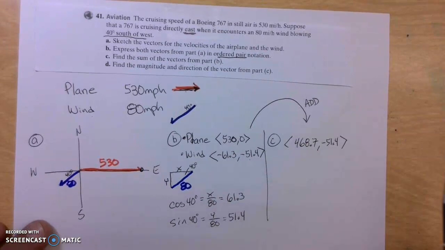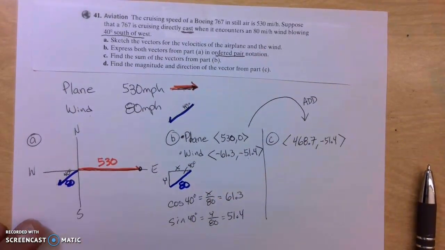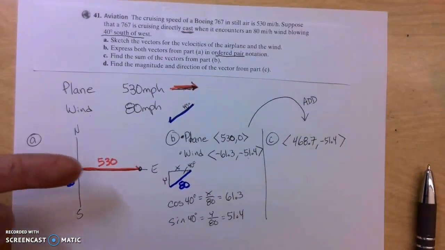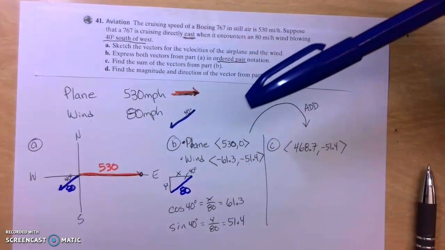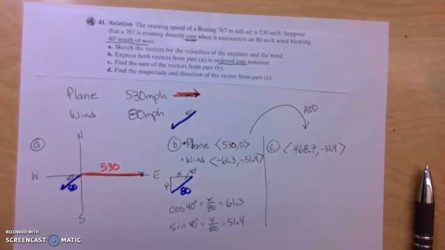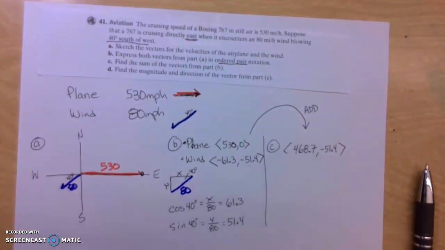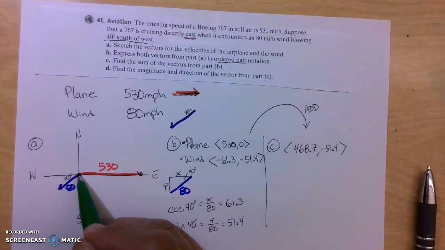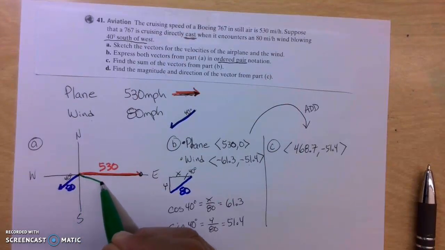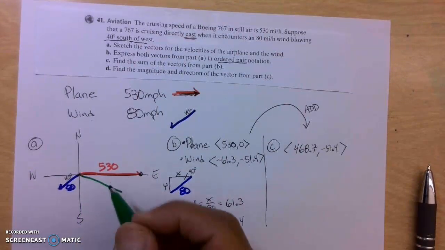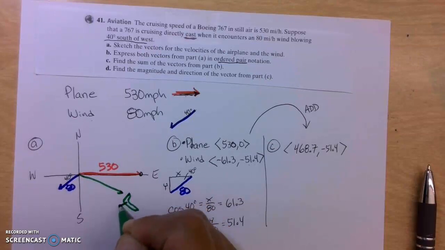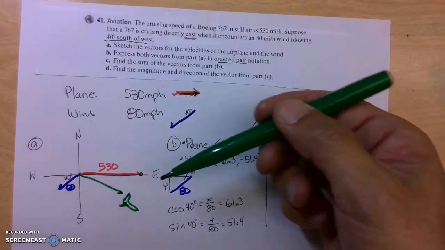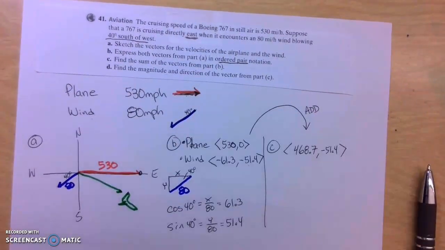Now they didn't ask us to graph that result, but here's the airplane wanting to go in red directly east. Here's the wind pushing it this way, going at 40 degrees southwest. What is the actual flight pattern of this airplane? It would go 468 over, down 51, and it would end up like this green line here. It wants to go directly east, it gets slightly pushed off kilter and ends up here.